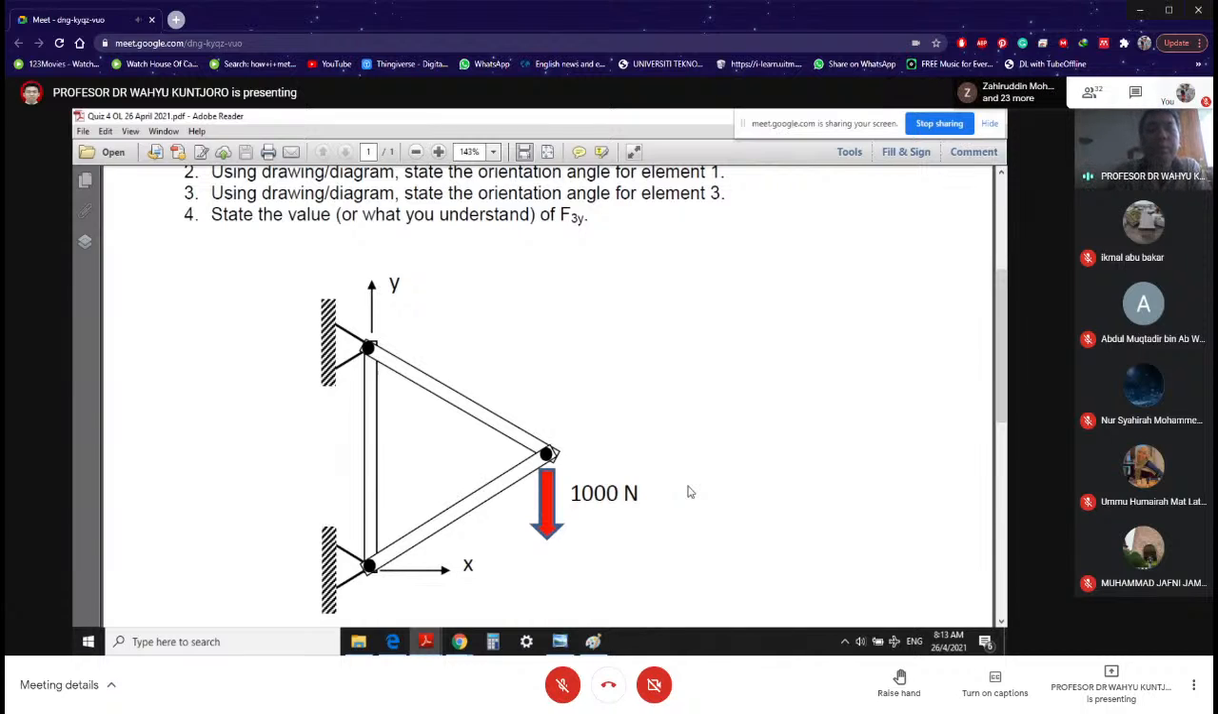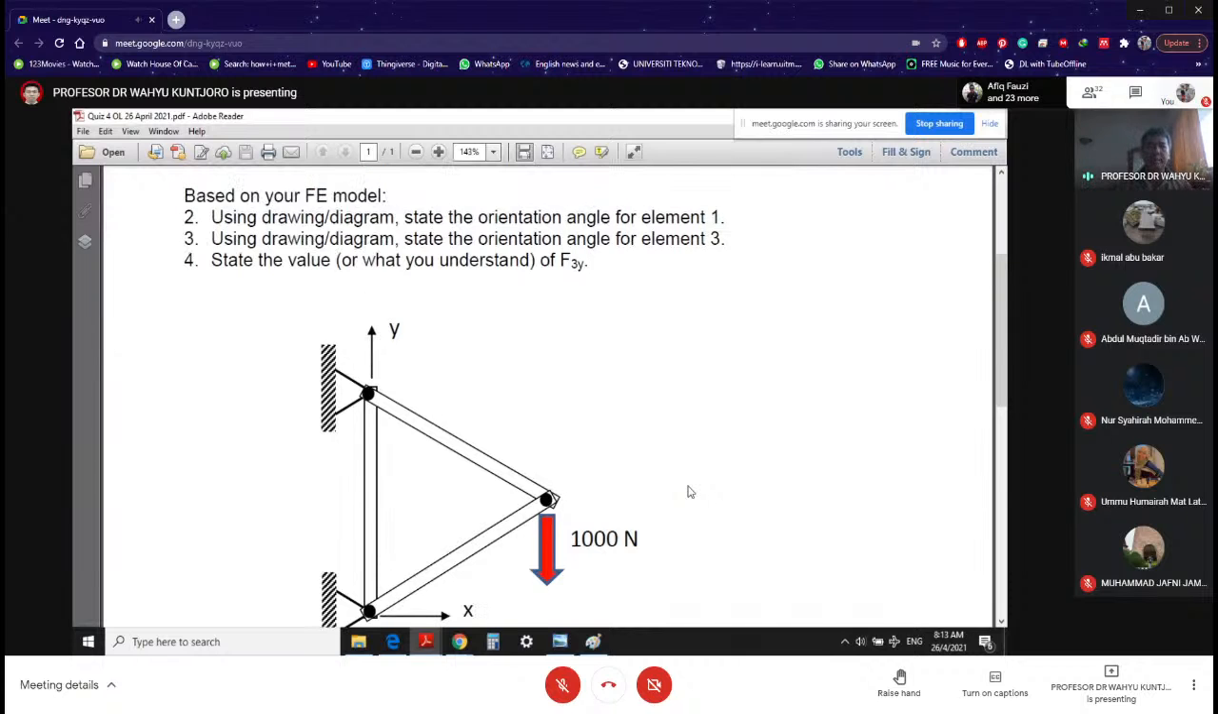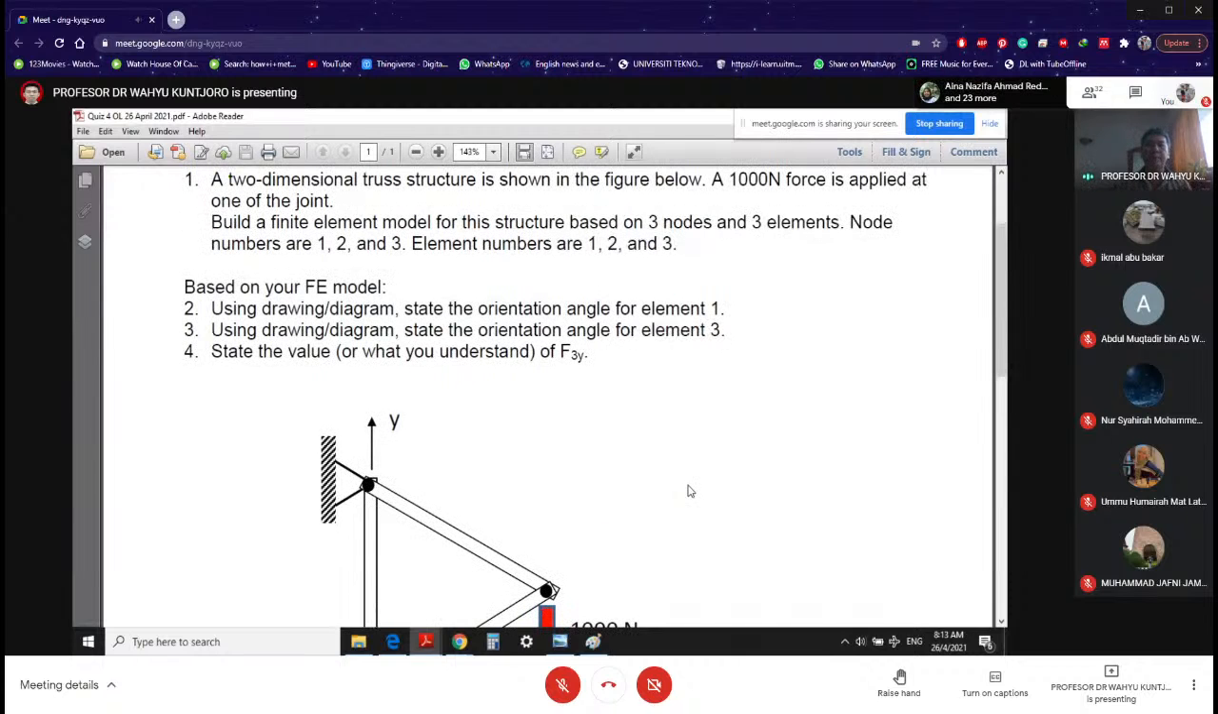Also, you can see our global coordinate. Sometimes they call it reference coordinate. Global or reference coordinate X, Y. So that is your structure. Your job, number 1, is to build a finite element model of this structure. And of course, it will consist of 3 nodes and 3 elements.